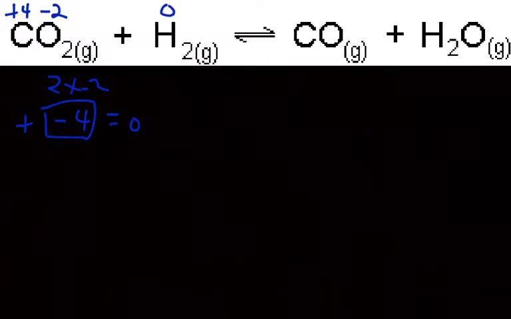Moving on to carbon monoxide, we know oxygen again is going to be -2, and -2 plus what gives you 0? That will be +2. And in water, we have -2 again for oxygen. So notice -2, -2, -2 for oxygen right through, and here hydrogen will be +1.